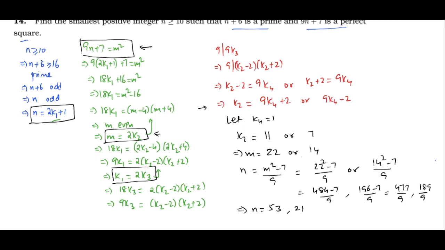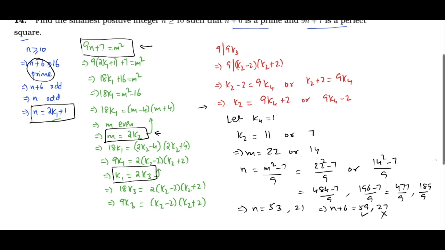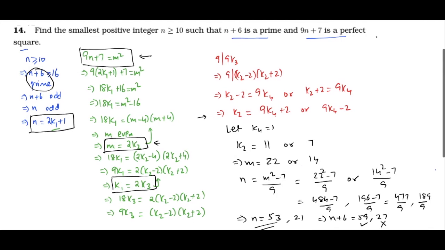Here we have n plus 6 as a prime number. So if n is 53, n plus 6 would be 59. If n is 21, n plus 6 would be 27. This has to be a prime number. 27 is not a prime, but 59 is a prime. So we get n plus 6 to be 59. Therefore, the smallest value of n is 53, and that's the answer.